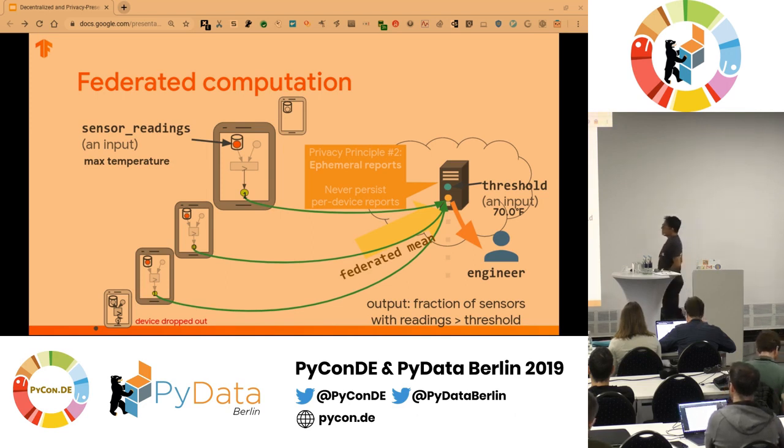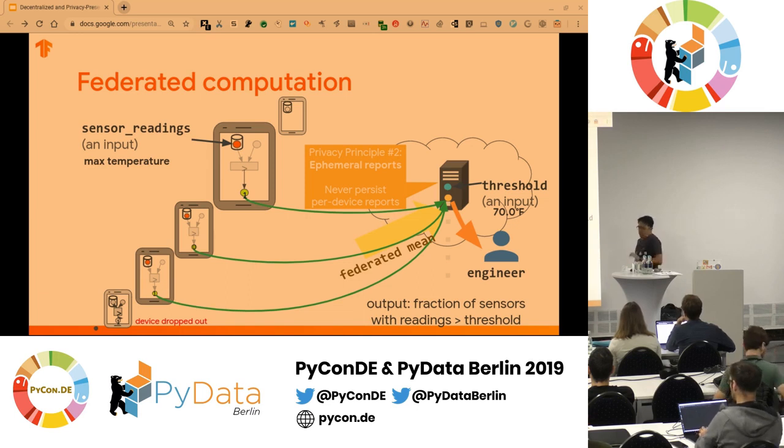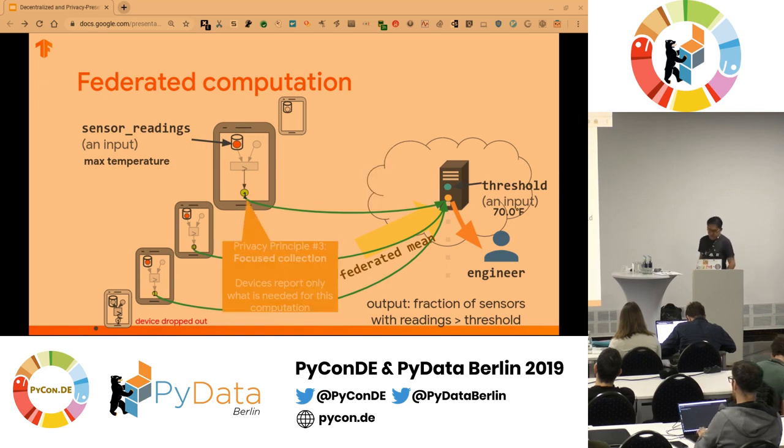This is the other thing, right? So this is privacy principle number 2: the per-device reports are not useful, right? Because once you compute the average or federated mean, we can just throw that away. So we should never persist any of the per-device reports. They're not necessary. And so that's privacy principle number 2. What we collect is just ephemeral. We just need it for the duration of the computation of the federated mean, and not longer.